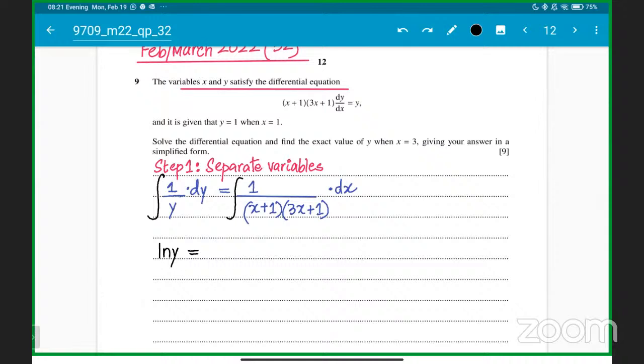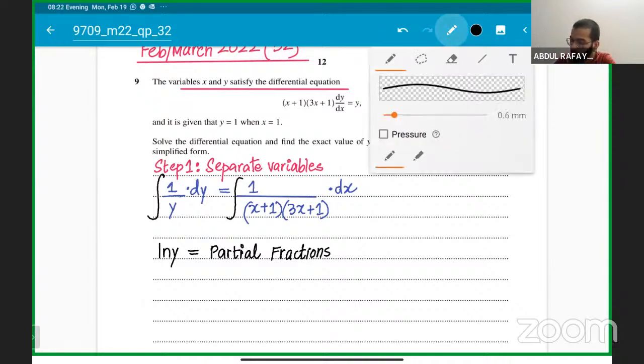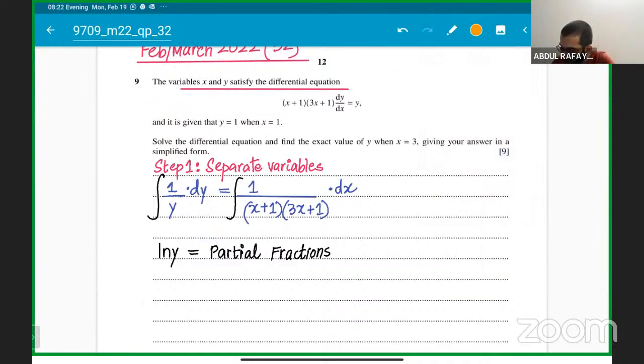And then what we'll have to apply here is partial fractions, because this cannot be integrated directly. So that's the concept they are testing behind this. What we need to understand is that we can't solve this directly. This is a February-March 22 question from paper 3 variant 2. So we have to do partial fractions here. So let's get this done.